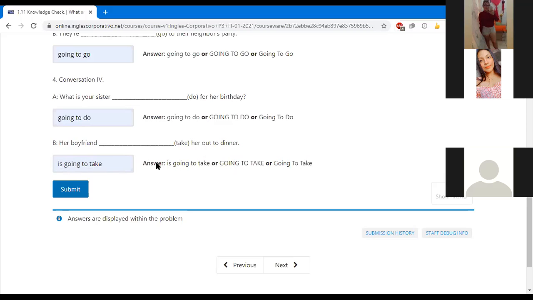Pero lo correcto, correcto es "is going to take", siempre, ¿ok? Entonces, por eso es que la tomó bueno, ¿ok? So, no problem.